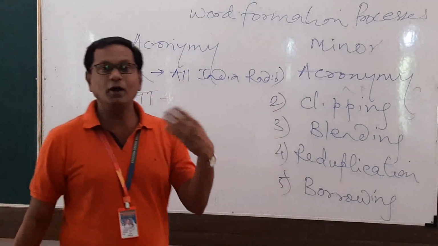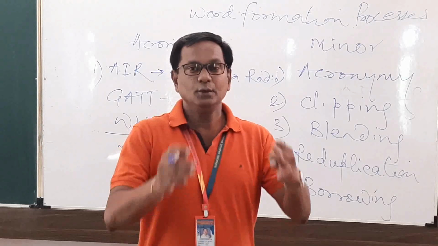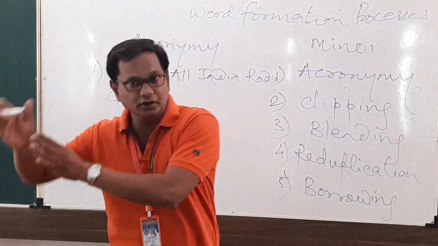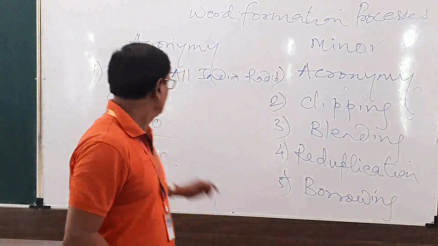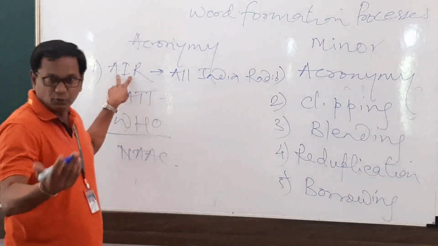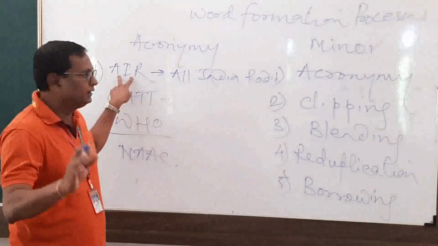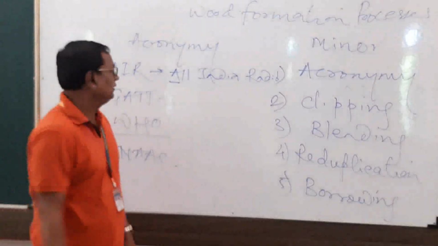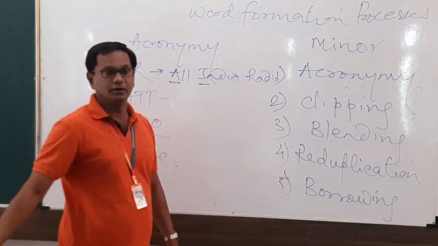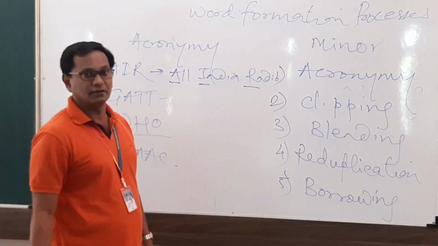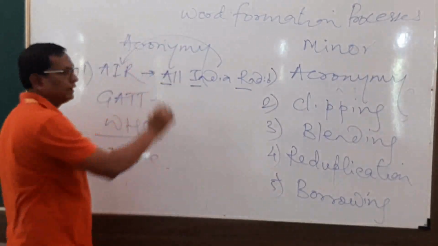So such words are called acronyms. So in acronym what happens? In acronym, we take the first letter from the successive words and form a word. So here AIR, air, we use it as air as a word, is an example of acronym. Here we have taken the first letter A from All, the second letter from the successive word India, and the third letter R from the successive word Radio to form the word air.